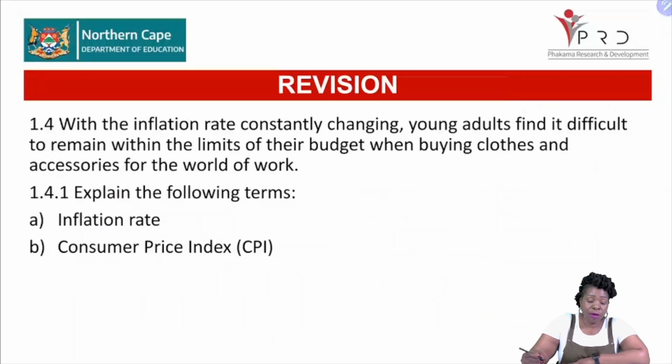1.4 says, with the inflation rate constantly changing, young adults find it difficult to remain within the limits of their budget when buying clothes and accessories for the world of work. So very soon you would need to buy clothes. If you manage to work, you need to buy clothes that are decent, that can give a good representation of the company that you are working for.